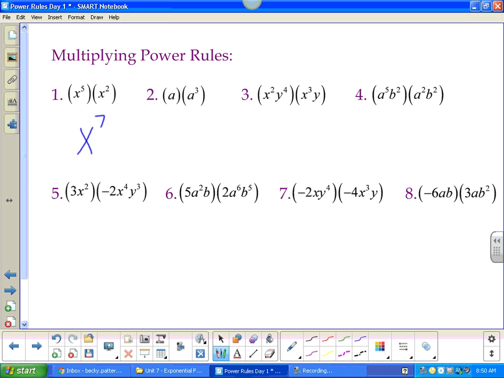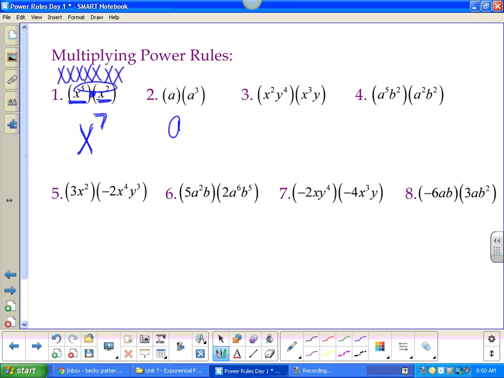The reason behind that is because this x to the fifth is like, well, it is that I have 5 x's. And this x to the second means I have 2 x's. So now how many x's do I have altogether? I have 7. So I have x to the 7th. But the basic rule is when you multiply, you add your powers.